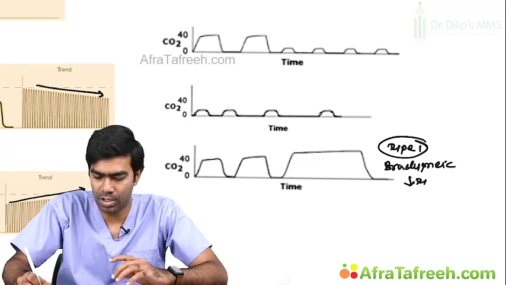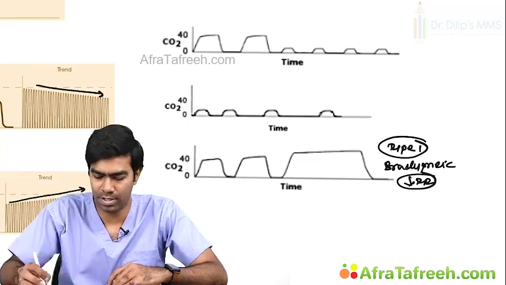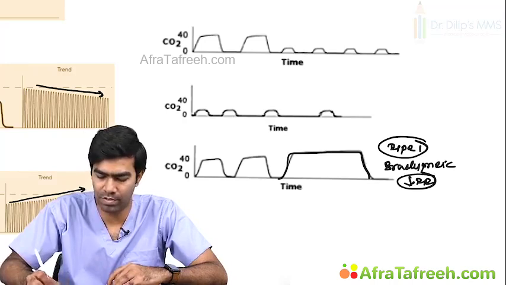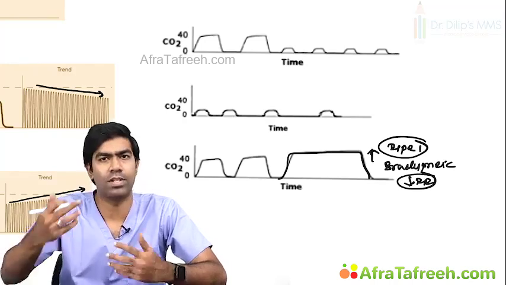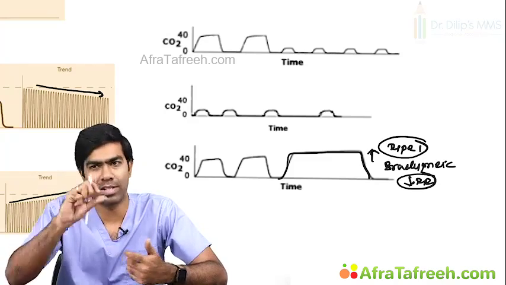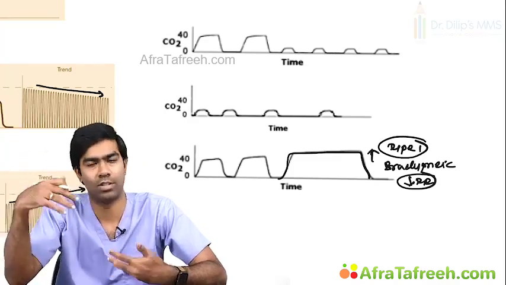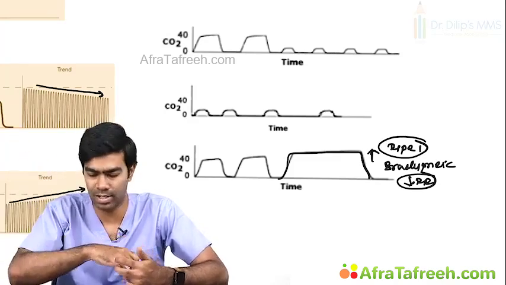Bradypneic means you have a low respiratory rate. That's a type 1 hypoventilation where you can see progressively the waveforms will increase. Because of the reduced respiratory rate, the CO2 elimination per breath will increase. So that's why the EtCO2 looks as if it is increased.